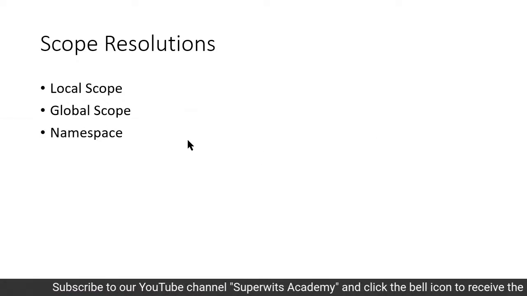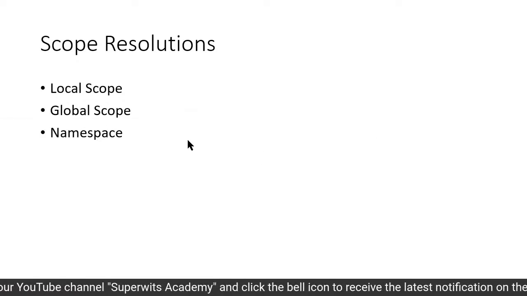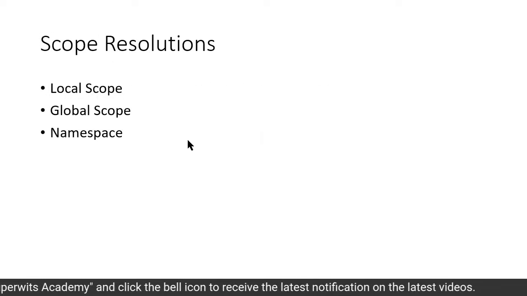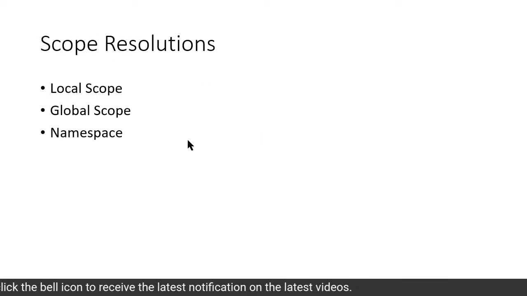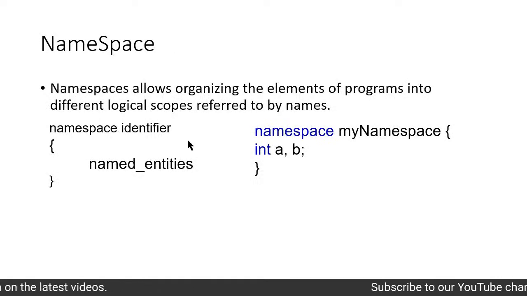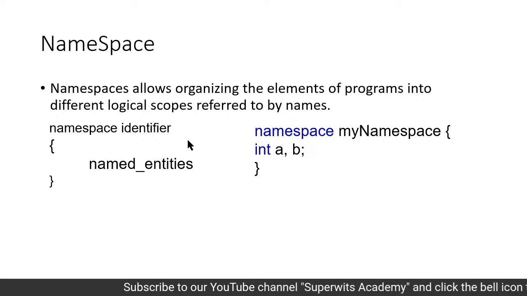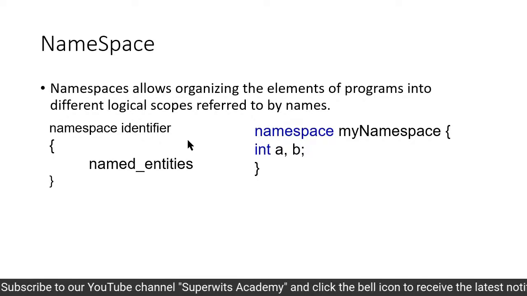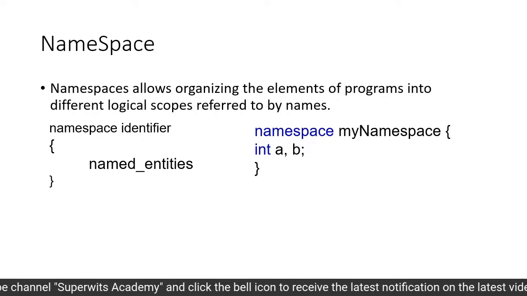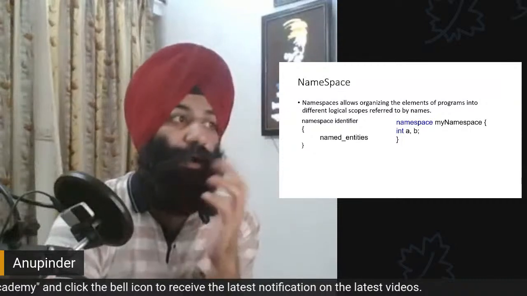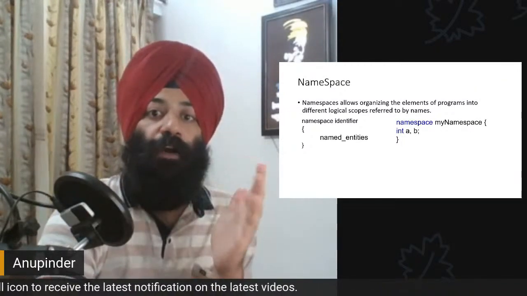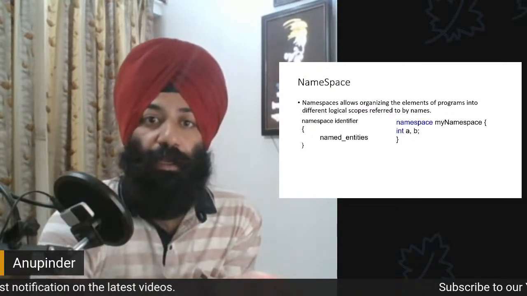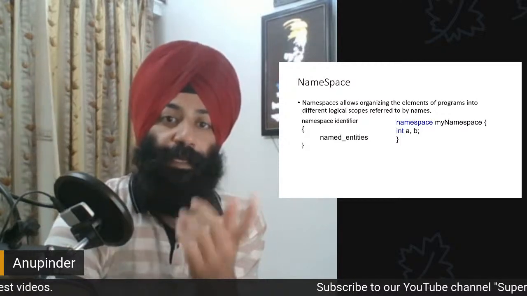Now if you want to play with the nature of the scope of your variables, global or local scopes, then you have to go for namespaces. Namespaces are really a great add-on to the C++ program. What they allow you to do is organize the elements of the program into different logical scopes which are referred to by their name.